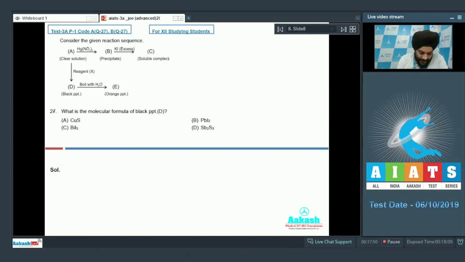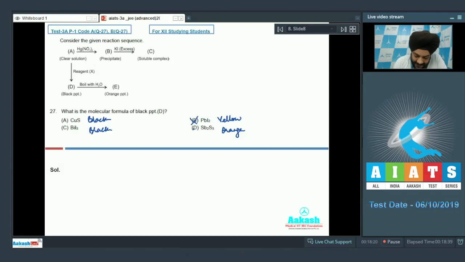Okay. So students, we might feel that there is not sufficient information to solve this paragraph. But if you look at question number 27, it gives it all away. It says, what is the molecular formula of black PPT D? So out of these given compounds, if we try and figure out the color, we have CuS as black, we have PbI2 as yellow, we have BiI3 as black again, and we have Sb2S3 as orange or orange red color.